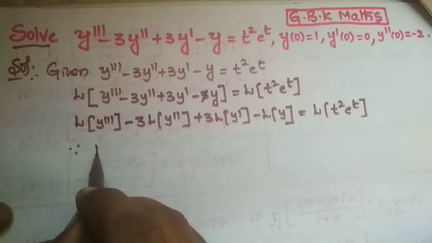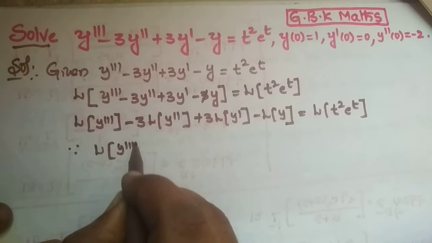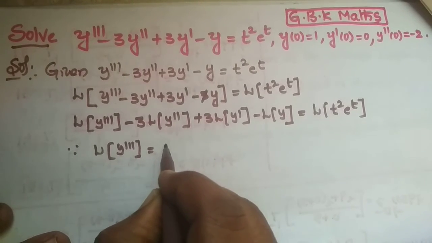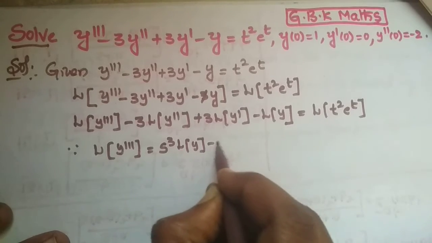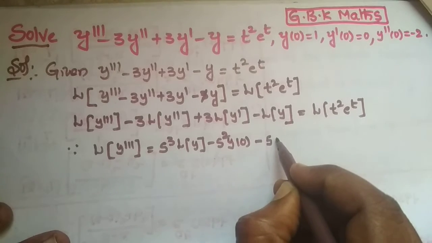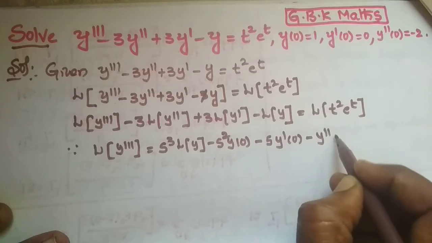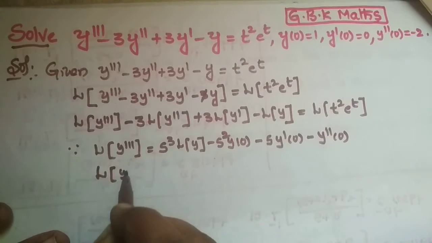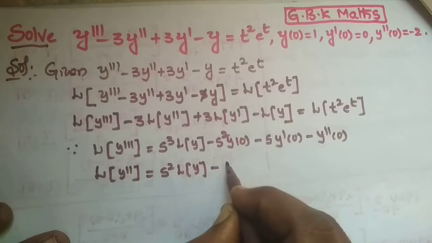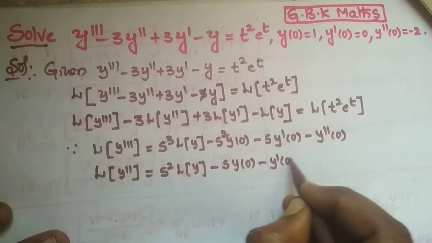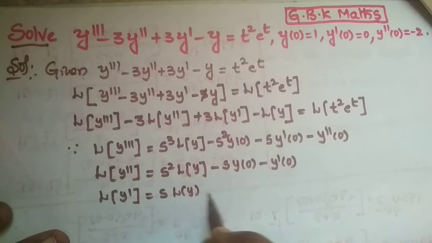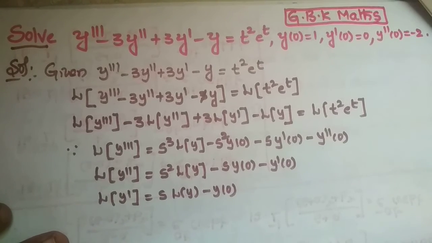So we have formulas. L of y triple prime, using the Laplace transform of derivative formula, is s cube L of y minus s square y of 0 minus s y prime of 0 minus y double prime of 0. Similarly, the Laplace transform of y double prime is s square L of y minus s y of 0 minus y dash of 0, and L of y prime is equal to s L of y minus y of 0. These are the formulas.